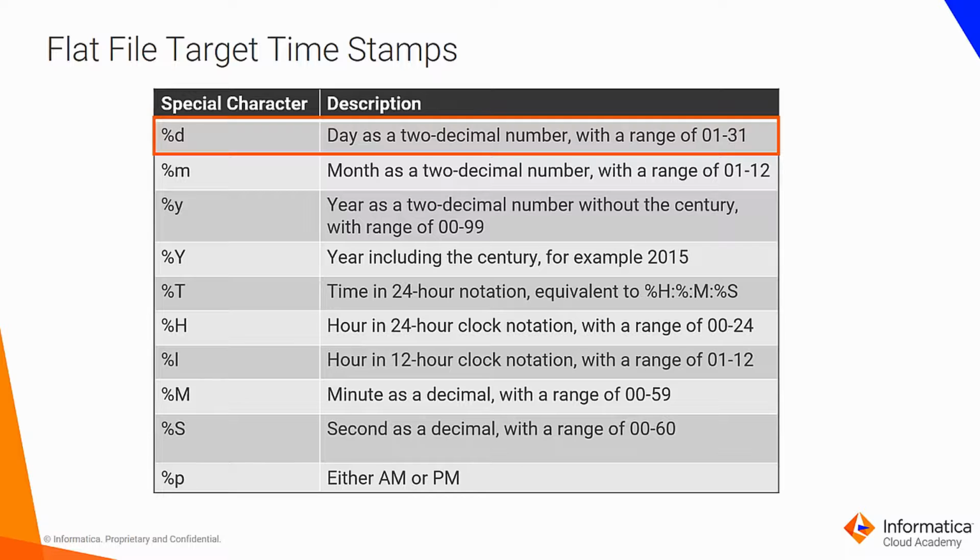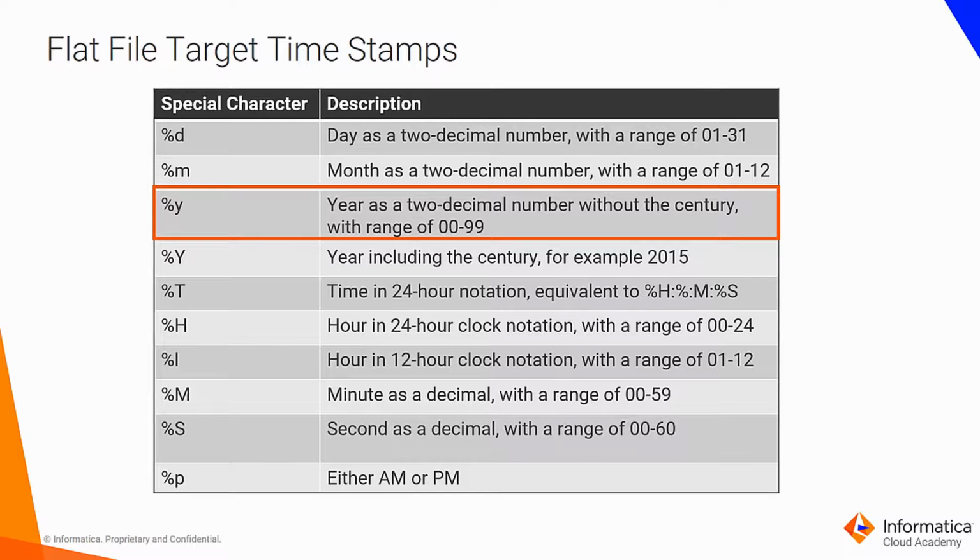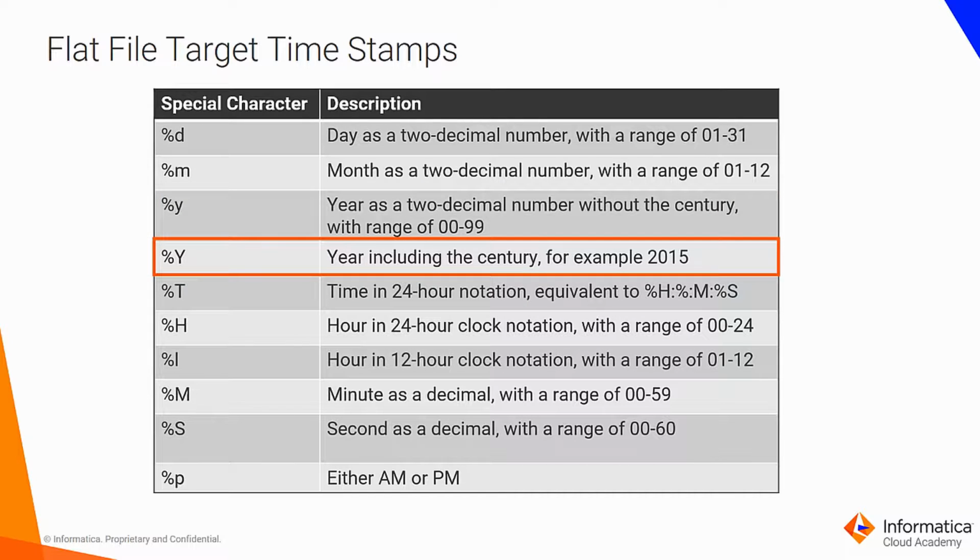%d, the special character, represents day as a 2 decimal number with a range of 01 to 31. There is a difference between special characters lowercase %y and uppercase %Y. Lowercase %y represents year as a 2 decimal number without the century, with a range of 00 to 99, whereas uppercase %Y represents year including the century, for example, 2015. The utility of all other special characters is shown on the screen.